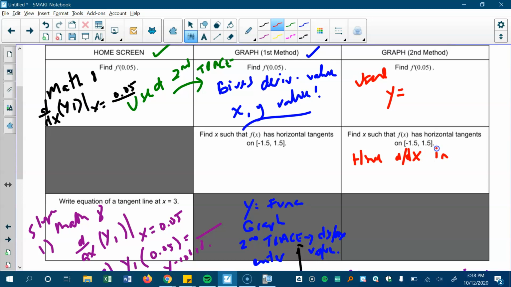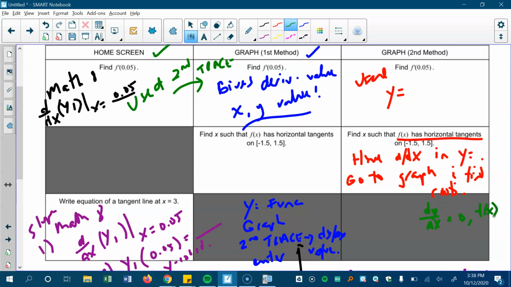Have d/dx in the y equals menu. Then go to the graph, and we'll just find roots. Because anywhere there's a root on a derivative graph is anywhere the original function has horizontal tangents. So again, what I'm saying here is anywhere the dy/dx equals 0 is where f of x has horizontal tangents.